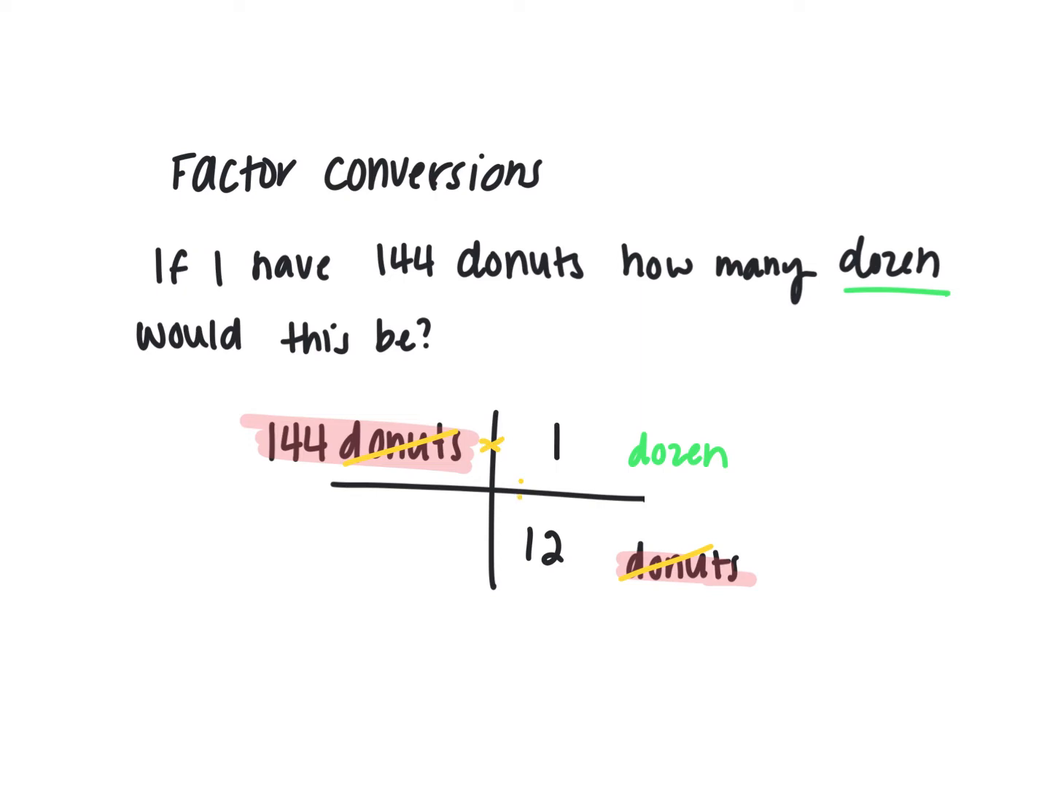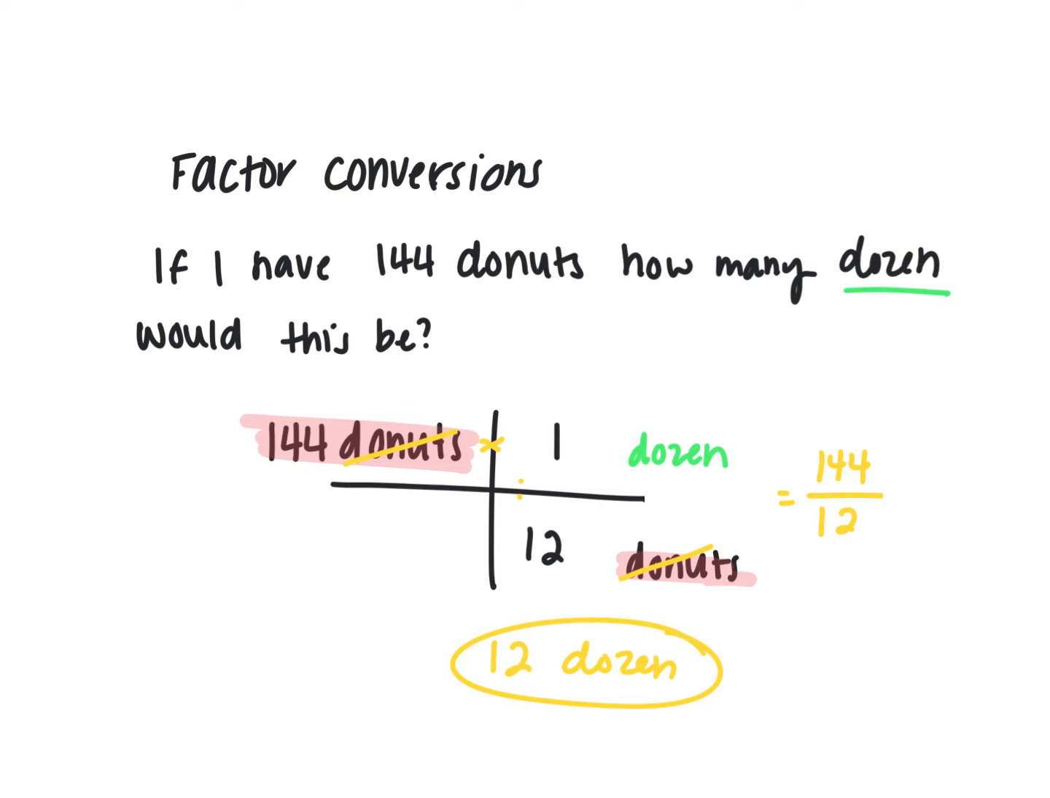So in this case, I'd be left with 144 divided by 12. And when I calculate that, I'm given 12 dozen. And I need to include my unit.